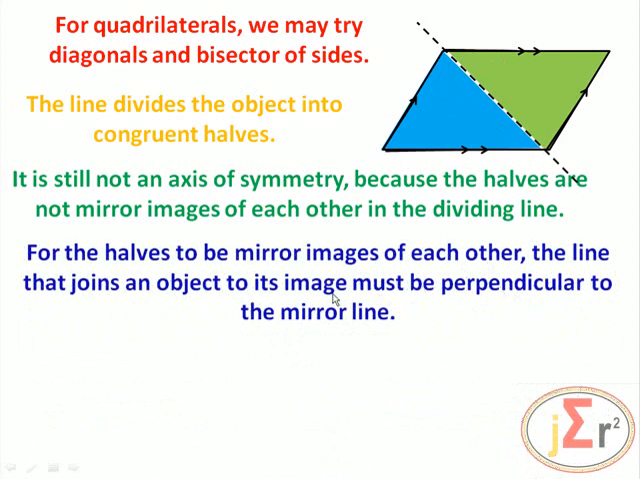For the halves to be mirror images of each other, the line that joins an object to its image must be perpendicular to the mirror line. So we have two halves that are congruent. That's a good place to start. But let us say that the only two corresponding points that we can find are the vertices here and there. Those are corresponding points. We don't see any other point that could ever be corresponding points, so we will have to use those two.